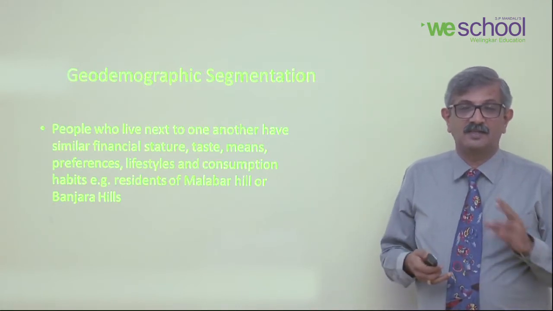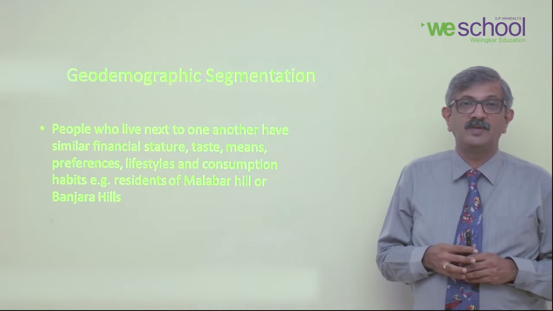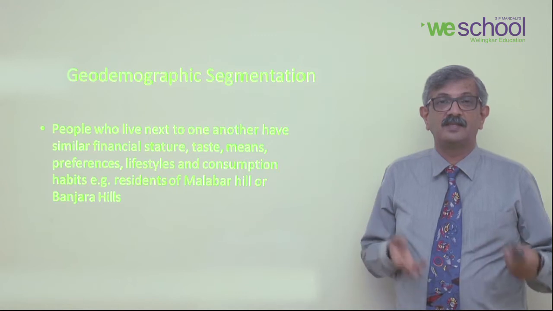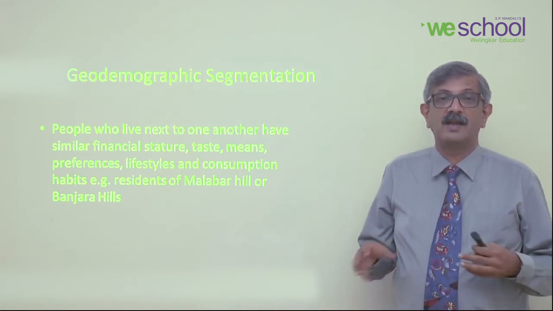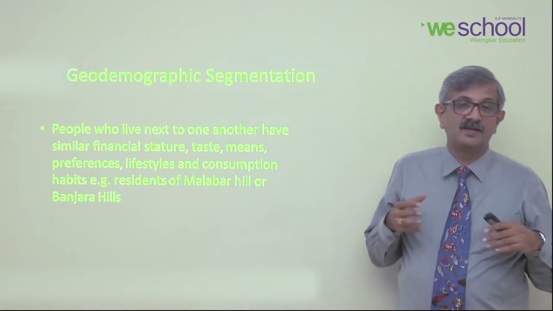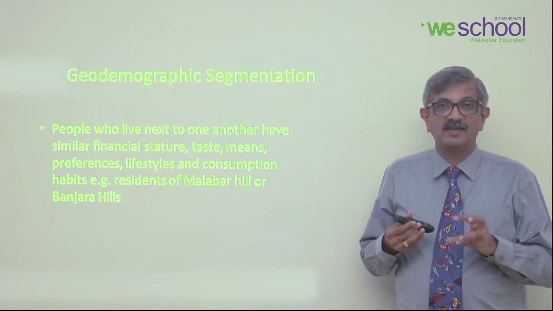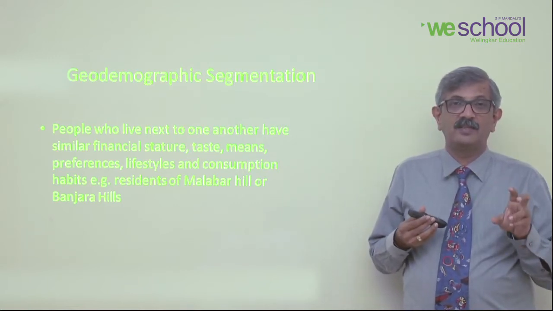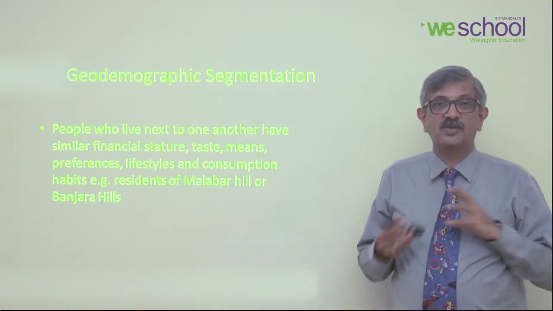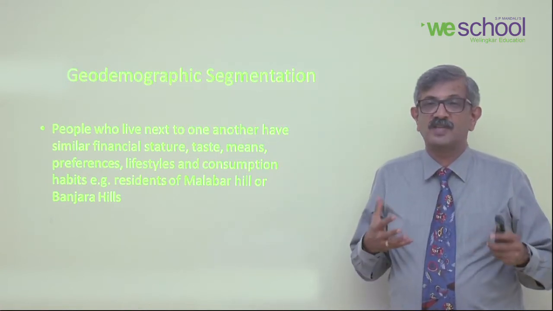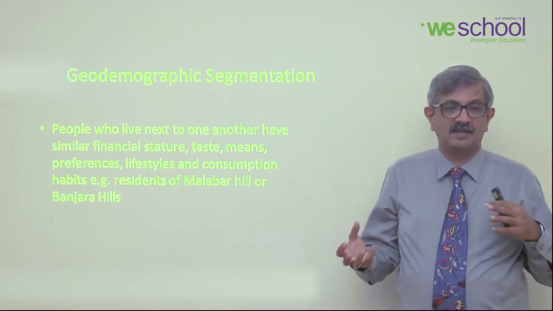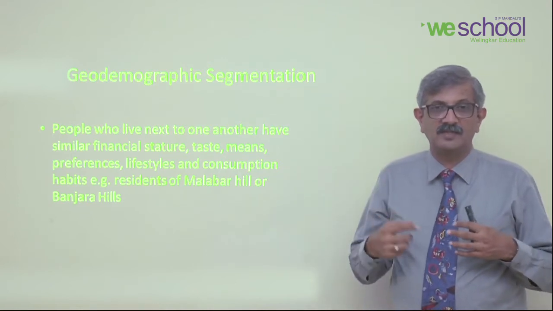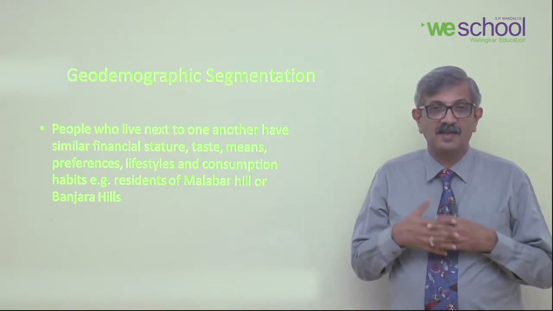Geo-demographic segmentation is another, third way of segmenting the market. People who live next to one another have similar financial stature, taste, means, preference, lifestyle and consumption habits. For example, residents of Malabar Hill or Banjara Hill in Hyderabad. It combines demographic aspects, such as income or status, with geographic information, so that geo-demographic segmentation emerged, giving you one segmentation which is targetable, identifiable, measurable, and so on.